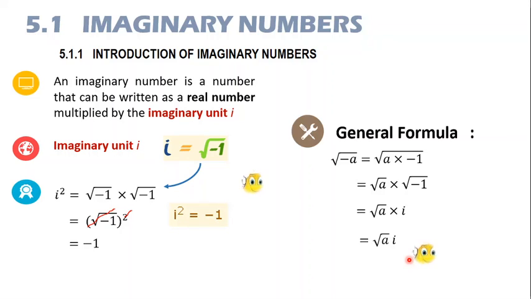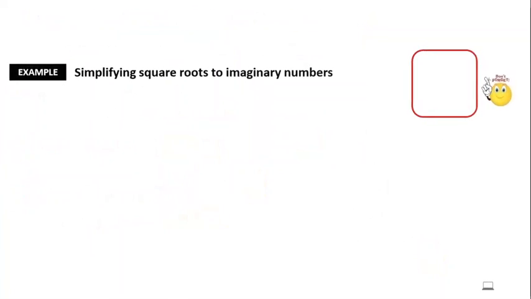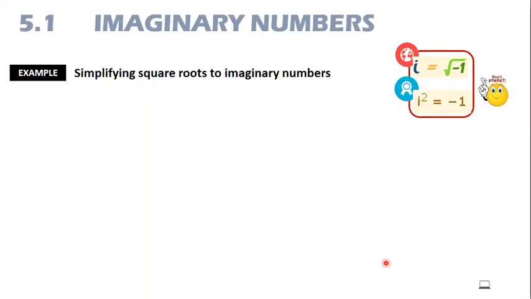Okay. Let's look at the next slide. Before that, I want to remind you, you have to remember the concept i equal to square root of negative 1 and i squared equal to negative 1. And this is how to write a general number in imaginary form. Okay. Example, simplifying square roots to imaginary numbers. So here I bring the two important things that you should remember, i and i squared.